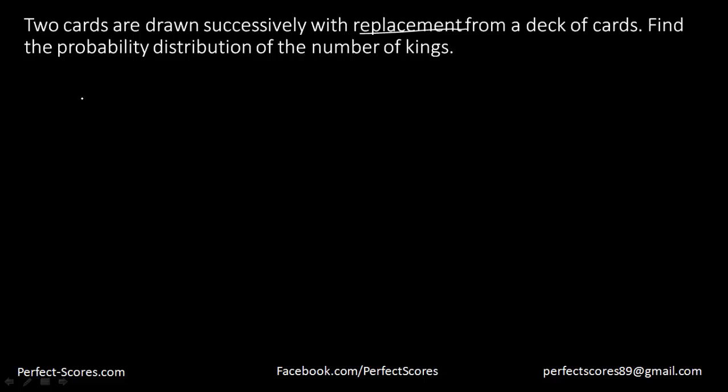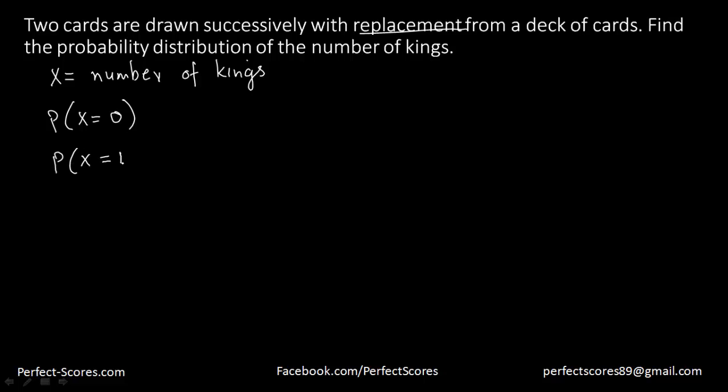Now how many kings can you have? Now x is the number of kings. X is the random variable where you have the number of kings. And what are the different values x can take? X can actually take the value 0 where you have no king at all. X can take a value of 1, and x can take a value of 2. There can be 0 kings, 1 king, or 2 kings. There cannot be more than 2 kings because you're only drawing 2 cards, right?